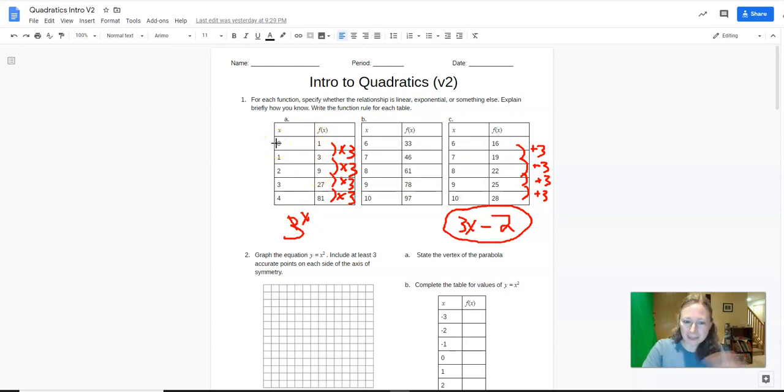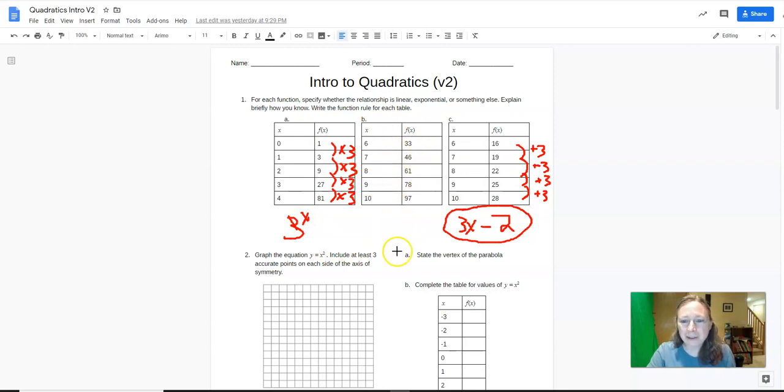And you notice that anything to the 0th power is 1. 3 to the 0th power is 1. 3 to the first power is 3. 3 times 3 is 9. 3 times 3 times 3 is 27. 3 times 3 times 3 times 3 is 81. So this is the exponential function. It's 3 to the x power, where x is however many rows you've gone down in the table.